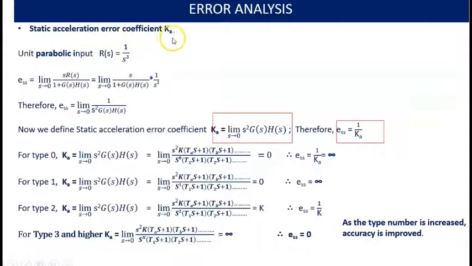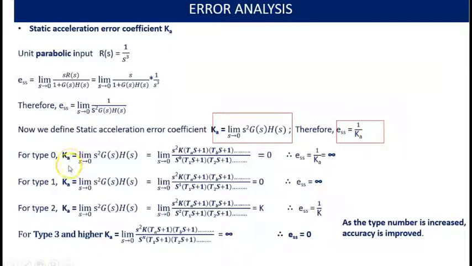Similarly, static acceleration error coefficient Ka, input is parabolic input, R(s) is equal to 1 by s cube. Es is equal to limit s tends to 0 s R(s) divided by 1 plus G(s)H(s). That's equal to limit s tends to 0 s divided by 1 plus G(s)H(s) into 1 by s cube. Therefore, es is equal to limit s tends to 0 1 by s square G(s)H(s). Now again, in a similar way, we define static acceleration error coefficient Ka is equal to limit s tends to 0 s square G(s)H(s). Therefore, es is equal to 1 by Ka.